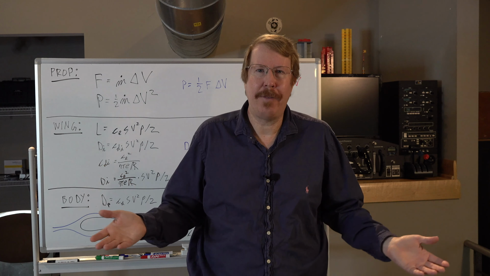So how do we minimize the energy consumption of the airplane? That's what we want to do to have a successful eVTOL. Let's start with the propeller. This is a fundamental equation, F equals m dot delta V. F is the force coming out of a propeller. M dot is the mass flow rate of air being sucked through the propeller. And delta V is how much the air is sped up going through the propeller.